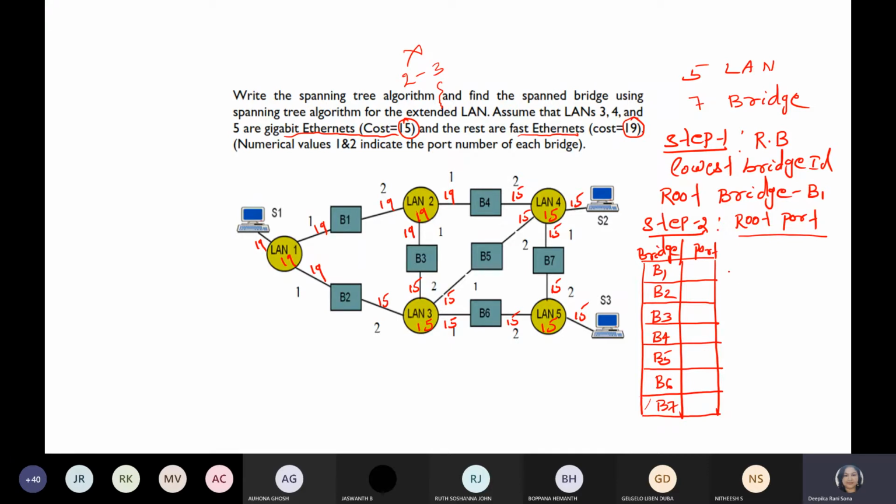So guys, here one thing I am missing, that this bridge 1 is the root bridge. We need not find the root port for it. This is reserved, right? Bridge 1 is reserved. We have to find B2 to B1, B3 to B1, B4 to B1, and so on. Like that only we have to find out. Now we will find out B2 with respect to bridge 1. We have to find out the root port.